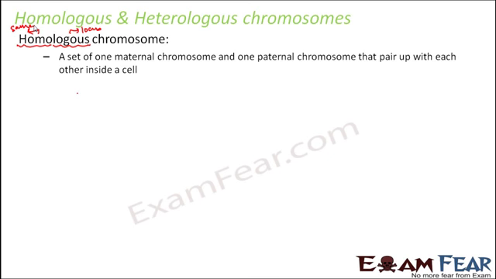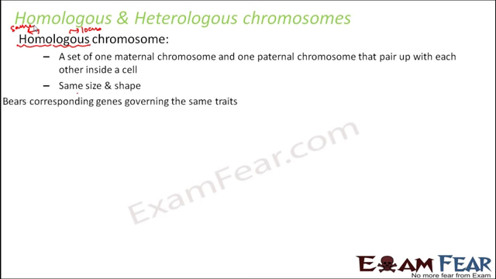In what sense are they similar? For example, you have two homologous chromosomes, right? In that case, that would mean that whatever gene you have on the first chromosome, the same type of gene you will have on the homologous chromosome as well. So let us consider this example. They will have the same size and shape. They will also bear corresponding genes governing the same traits.